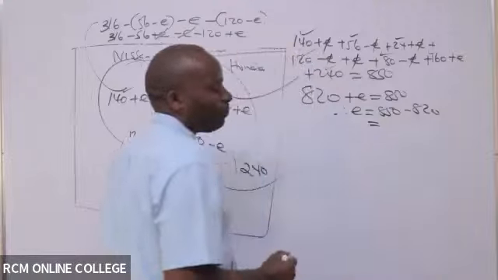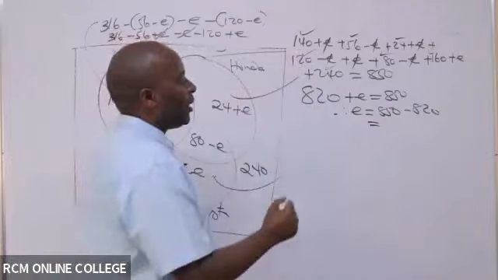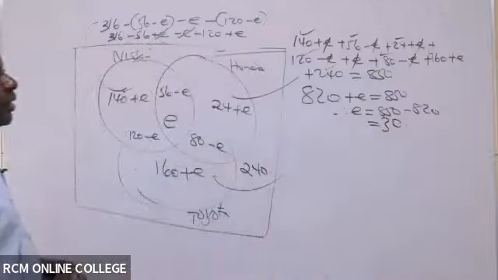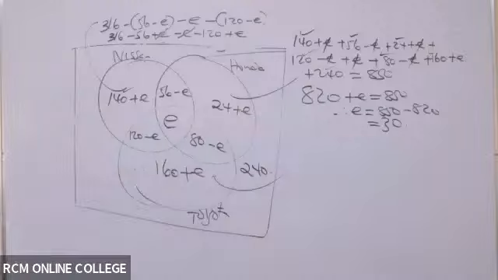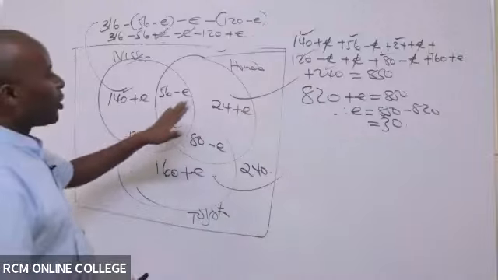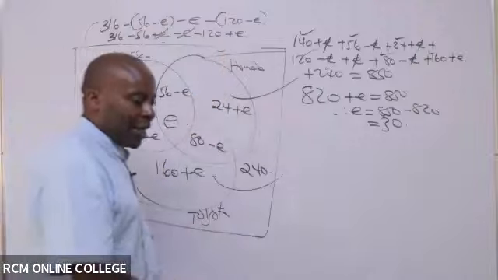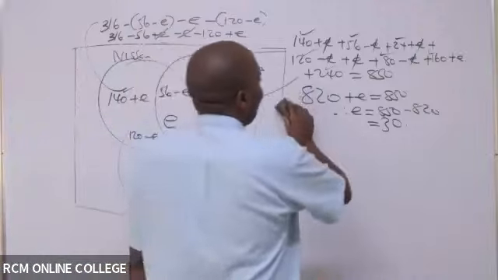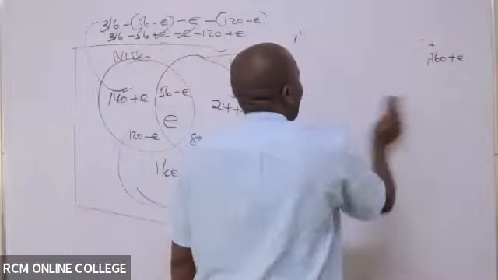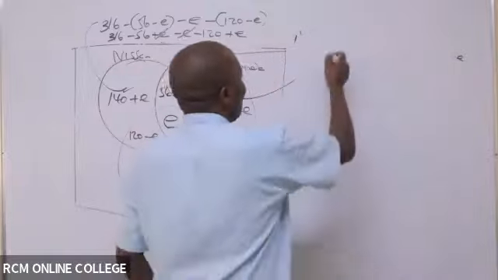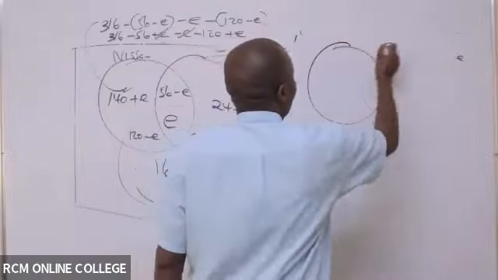E is 30. And now once you have gotten that, you must come and display all the numbers. So you write there the Venn diagram.